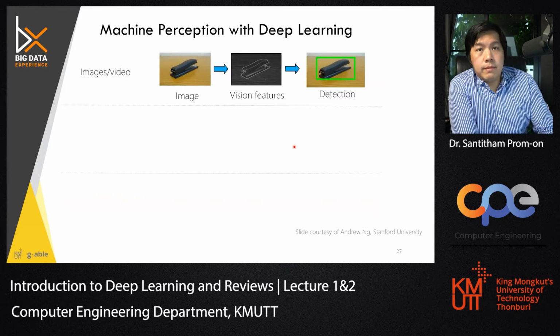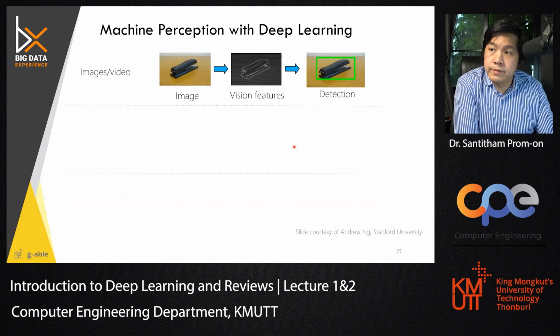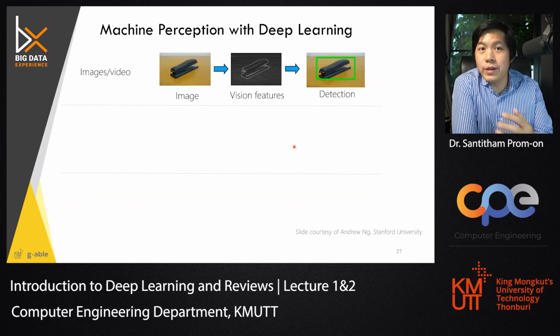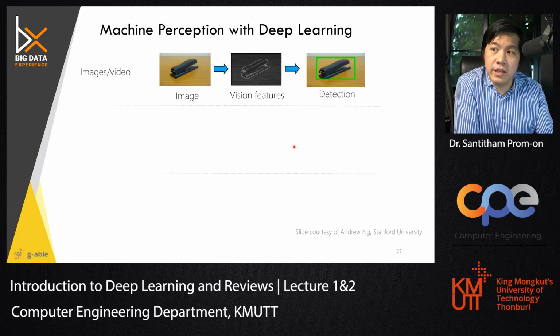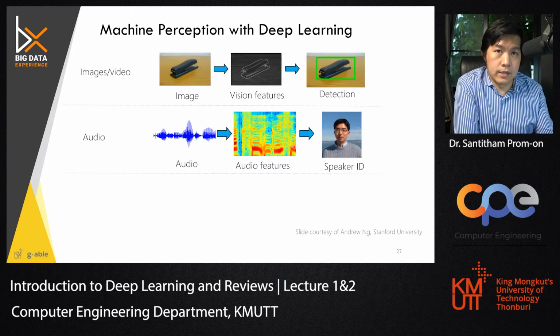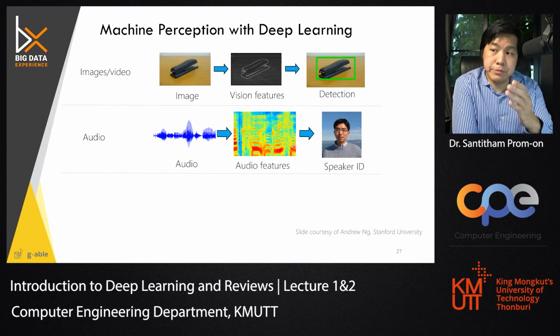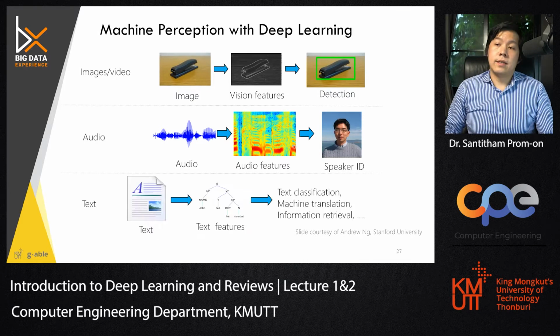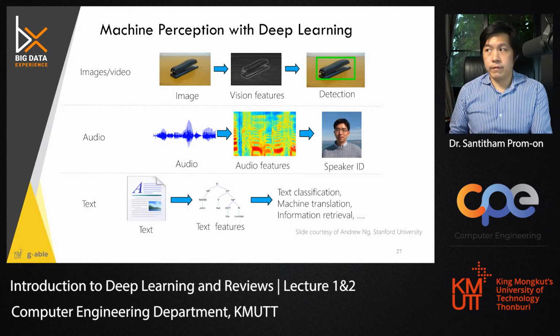So we can use deep learning to perform machine perception. This is the image that tells you the story about usual machine learning. In usual machine learning, you have an image, you have to extract vision features, then perform the task. In speech audio, you have to extract audio features, and then perform the task. In text, you have to extract the textual features and then perform the task.